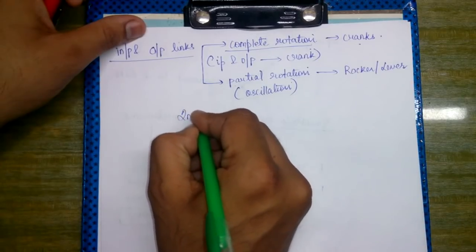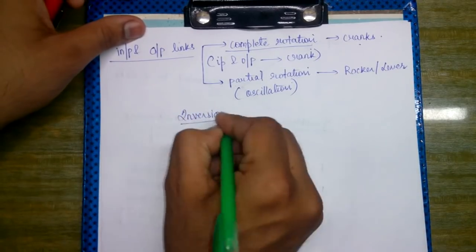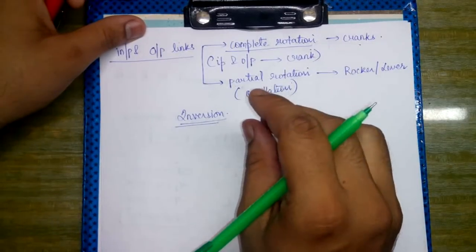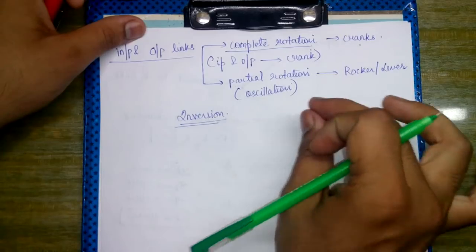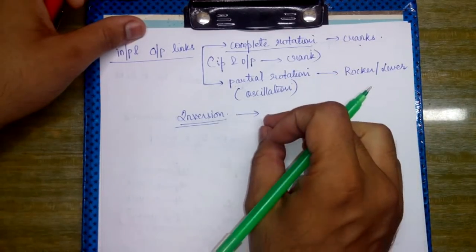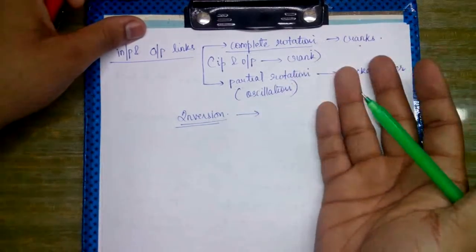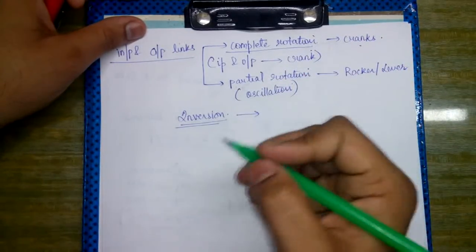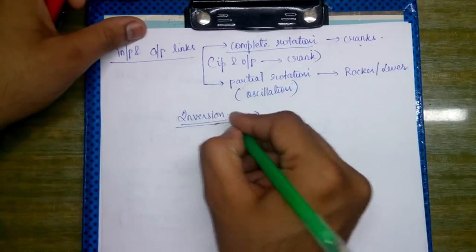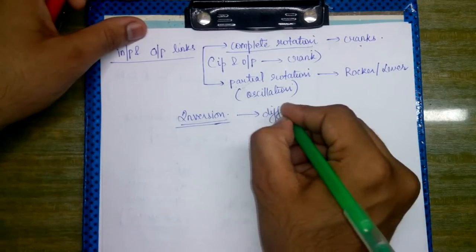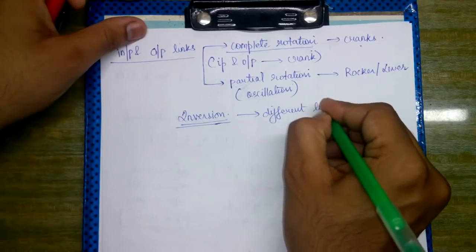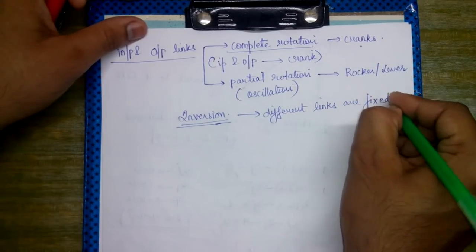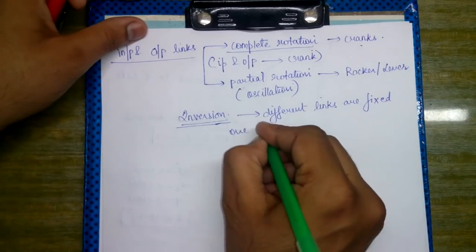Now we come to a very important word, that is inversion. Inversion simply means the mechanisms which are obtained by fixing one by one the different links. In a mechanism, if we fix one link at a time, whereas the other links are free, then we obtain the inversions of the mechanism. So what happens in case of inversion? Different links are fixed, one at a time.